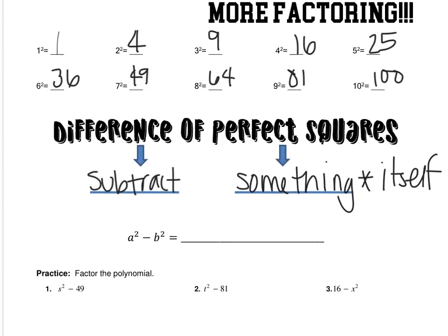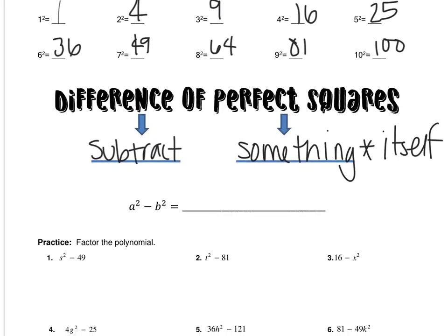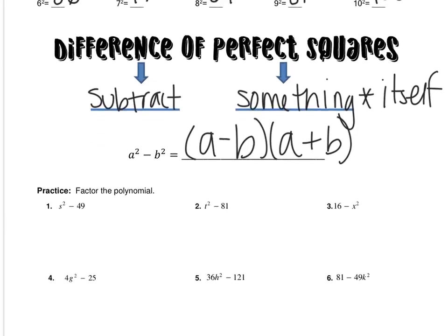So when we have a polynomial, a binomial really, that's a difference of perfect squares, that means that there's a subtraction sign in the middle as we see here, and two things that are representative of something multiplied by itself. So a squared would be a times a, and b squared is b times b. And whenever you have a squared minus b squared, it's going to factor really nicely into a minus b times a plus b. And every time this will be true. So we're going to look at some examples down here.